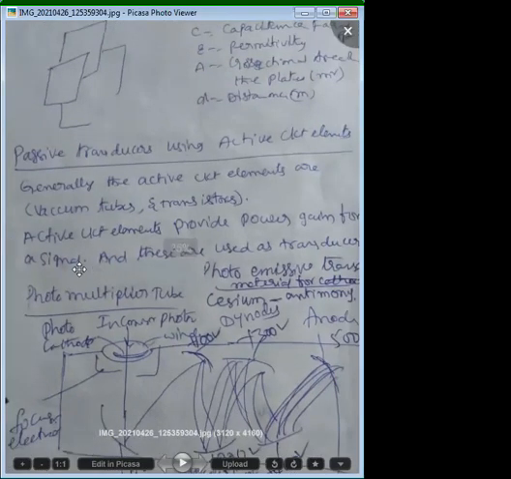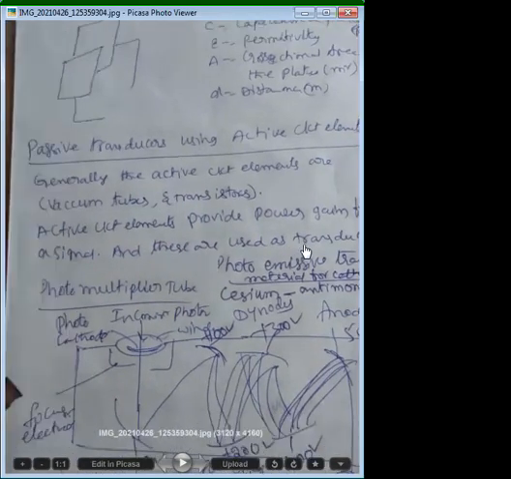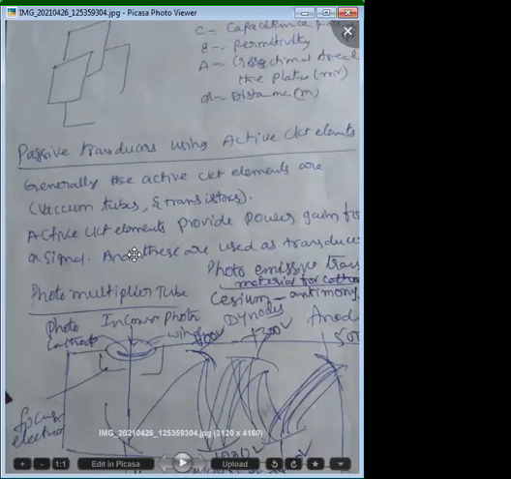Active circuit elements are generally vacuum tubes and transistors. An active circuit element provides power gain for a signal. By using transistors, in some configurations, the gain will increase. Like that, we can get the power gain increased by using active circuit elements, and with that we can get more power.